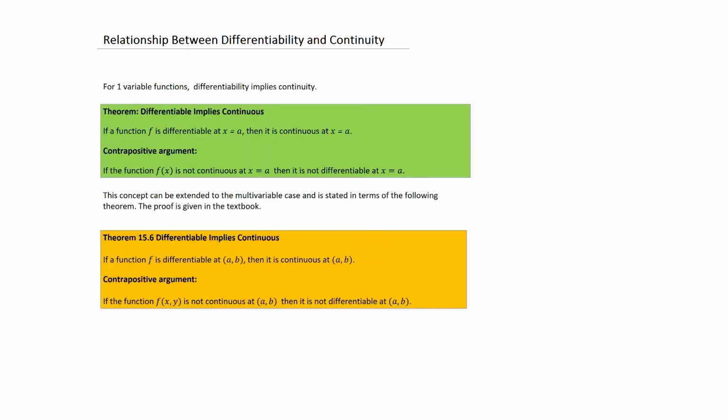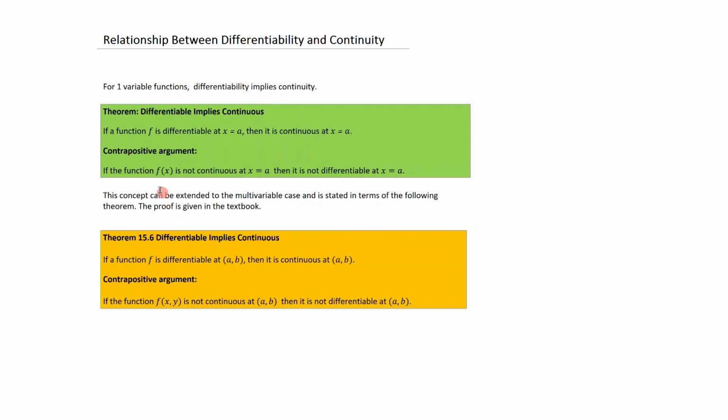All right, so now what about the relationship between differentiability and continuity? For a one variable function, differentiability implies continuity, so let's put the theorems down for that. In the one variable case, if a function f is differentiable at x equals a, then it is continuous at x equals a. The contrapositive, which is basically taking everything in reverse and negating, says that if the function f(x) is not continuous at x equals a, then it is not differentiable at x equals a.